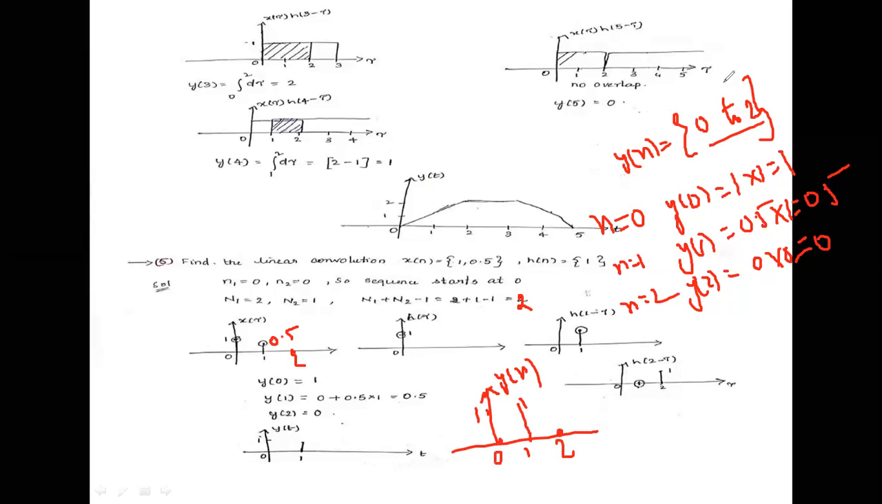Index 0, 1, and 2 is also there, it is 0, because I have to get 3 samples. One sample is 1, another sample is 1, and another sample is 0. The y of n sequence is 1, 1, 0. Totally 3 values, 0 to 2, that is 0, 1, and 2.